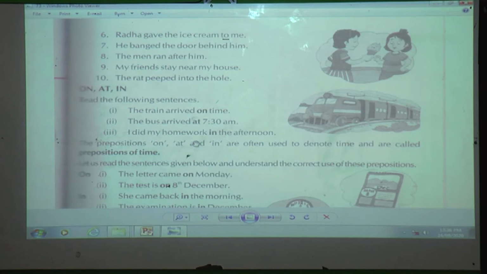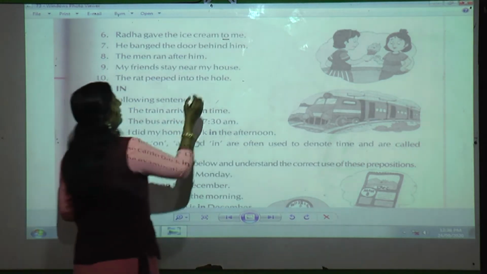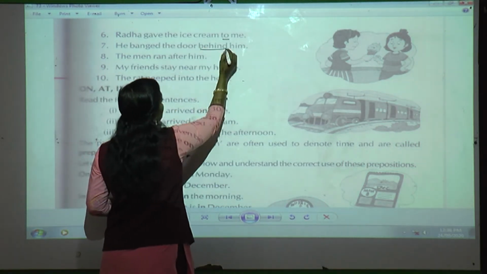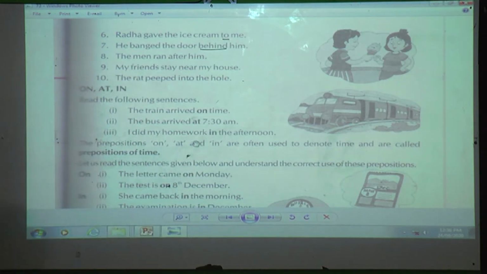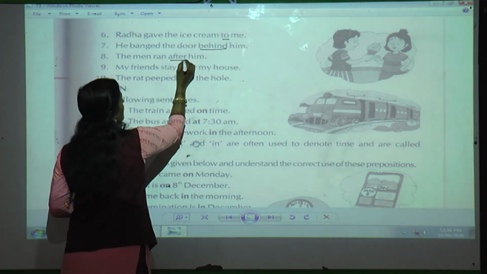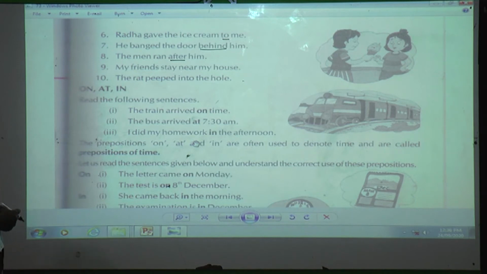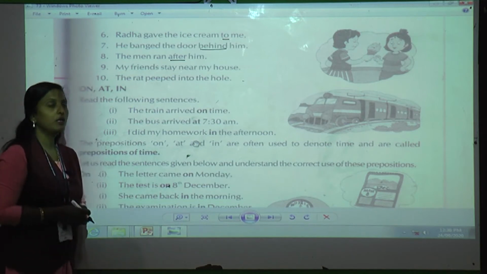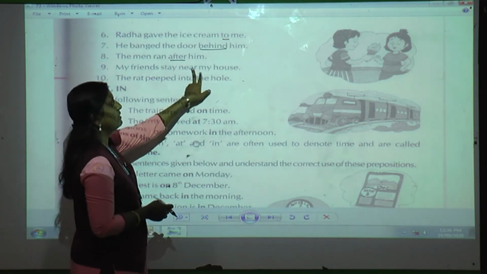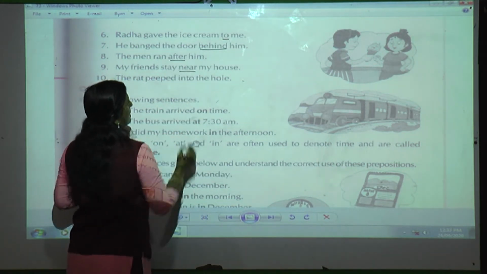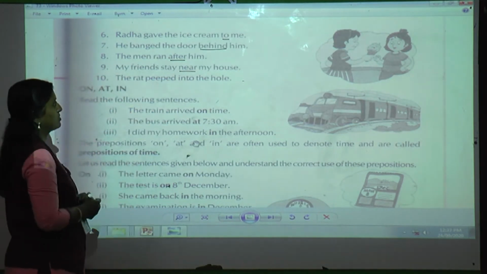Now, he banged the door behind him. What did he do? Yes, he banged the door. Which door? That was behind him. The men ran after him. So the men, where did they run? After him. So after is a preposition which shows the relation between men and him. My friends stay near my house. Now, where do my friends stay? Yes, near my house. So near shows the relation between the friends and the house.